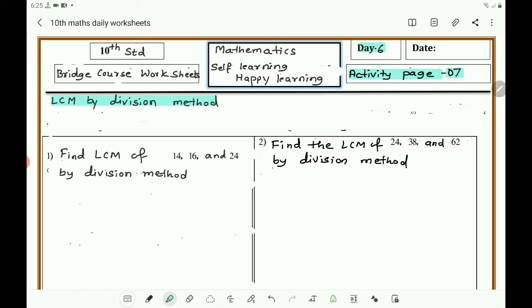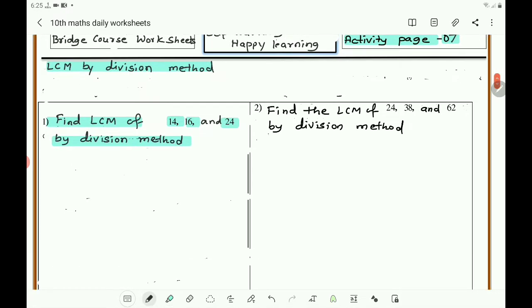Now, let us discuss the LCM of 14, 16 and 24 by division method. Take those numbers: 14, 16, 24. Now, first you try to divide by 2. It is better to take the prime number. The first prime number is 2. So, you try to divide it by 2.